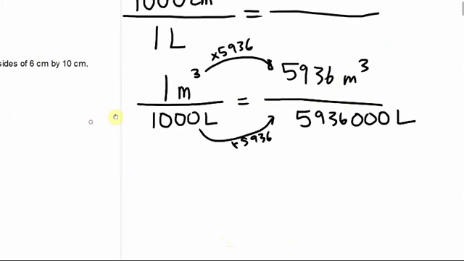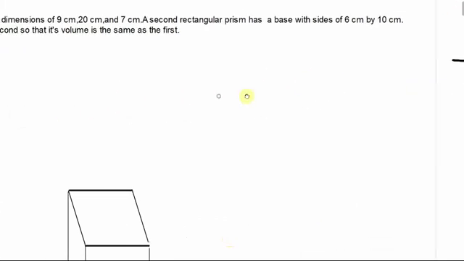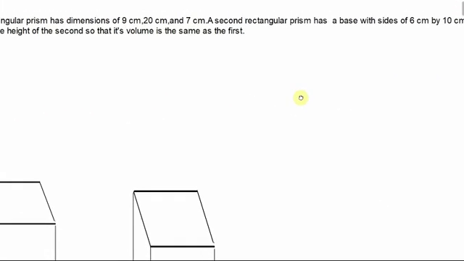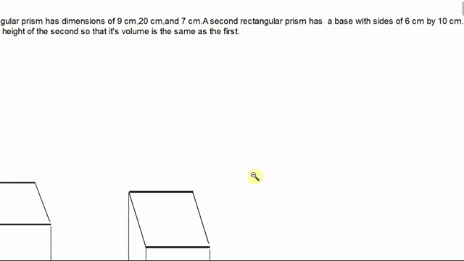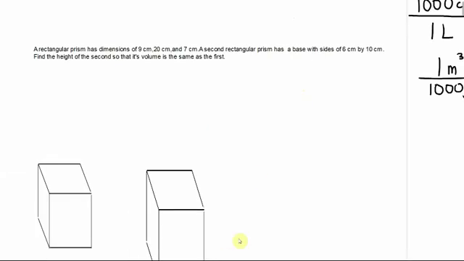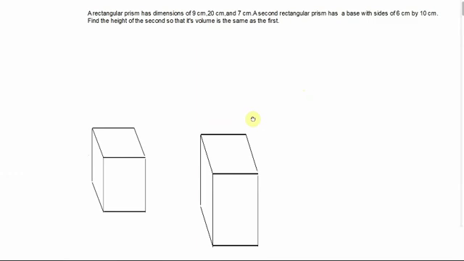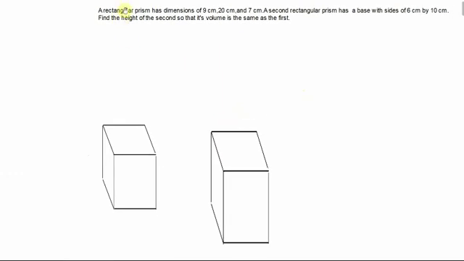All right, question number 2. I'll have to zoom out a little bit. For the example here, it says a rectangular prism has a dimension of 9 centimeters by 20 centimeters by 7 centimeters. Another one has a 6 by 10 base, and what would be the height, so it has the same volume as the first.